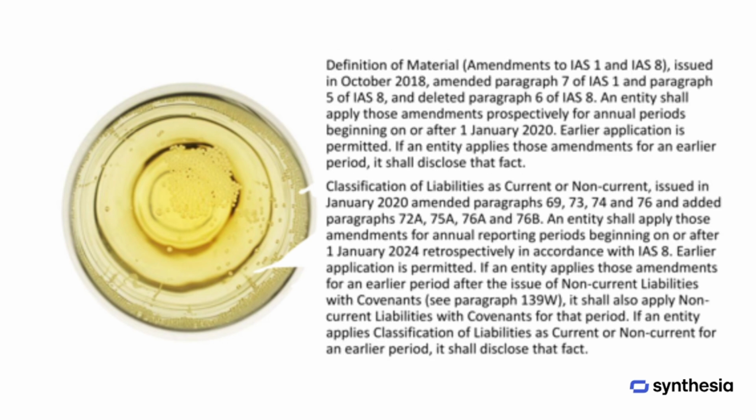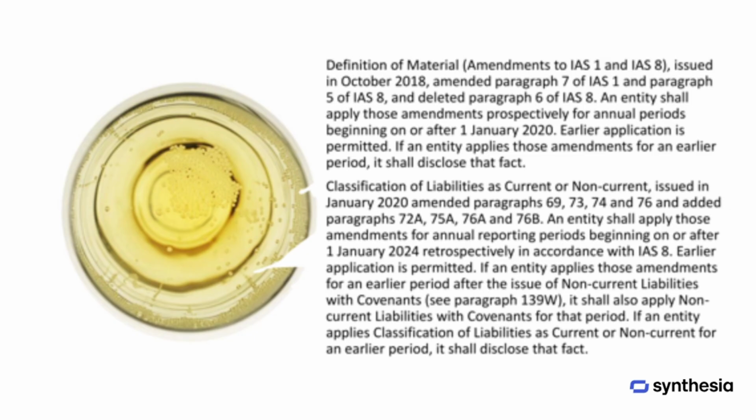The Definition of Material, issued in October 2018, amended paragraph 7 of IAS 1 and paragraph 5 of IAS 8, and deleted paragraph 6 of IAS 8. An entity shall apply these amendments prospectively for annual periods beginning on or after the 1st of January 2020. Earlier application is permitted, and if an entity applies these amendments for an earlier period, it shall disclose that fact.